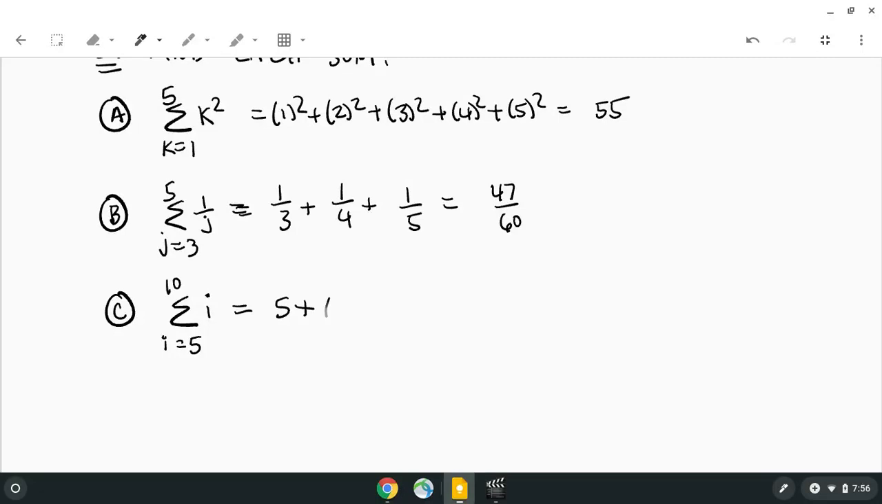And when you plug in 7, you get 7. When you plug in 8, you get 8. When you plug in 9, you get 9. And when you plug in 10, you get 10. And when you add these all together, you get 45.